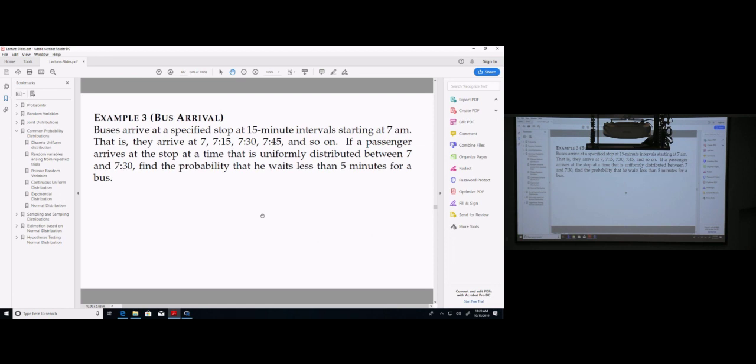Buses arrive at a specified stop at 15 minute intervals, starting at 7 a.m. So these are the times. If a passenger arrives at the stop at a time that is uniformly distributed between 7 and 7:30, find the probability that he waits less than 5 minutes for a bus.